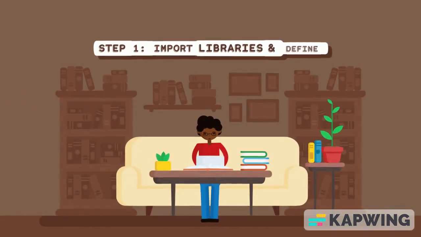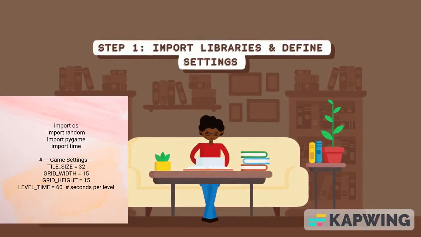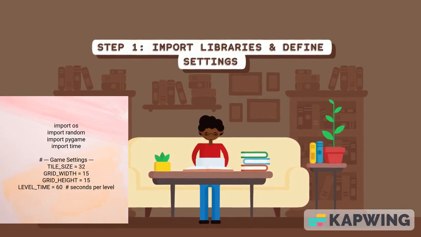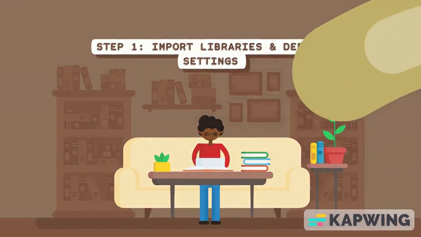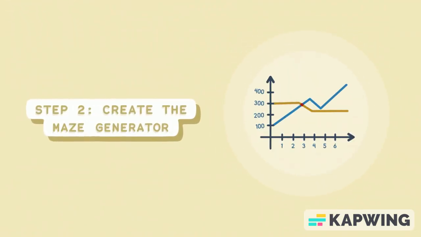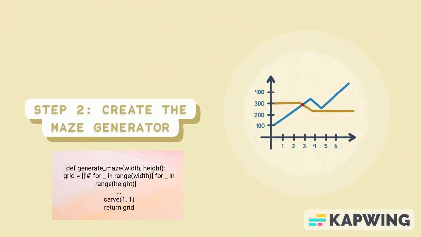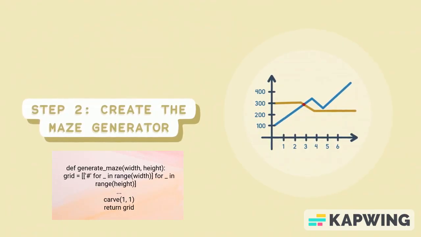Let's start by importing the required Python libraries: OS, random, pygame, and time. Then we define a few global constants. We create a function called generateMaze that fills the entire grid with walls. This function sets up our maze layout using a 2D list.